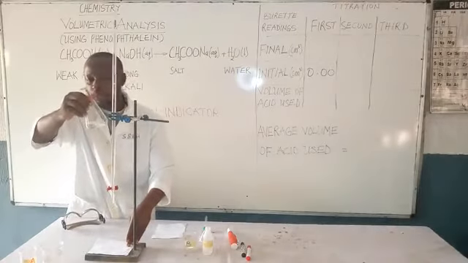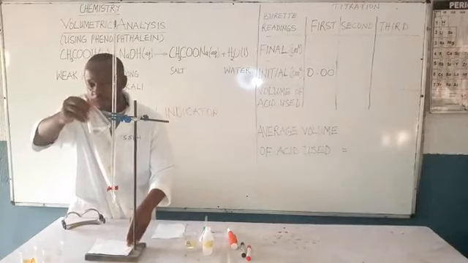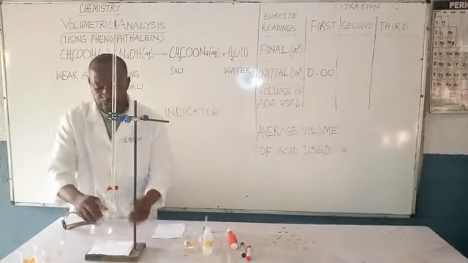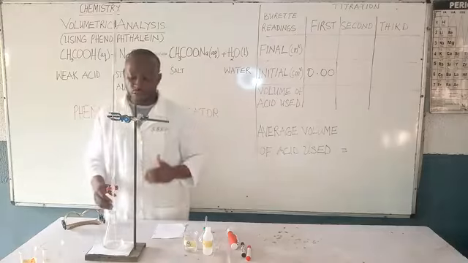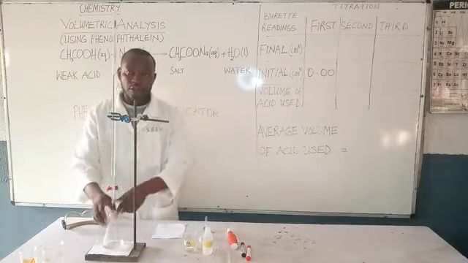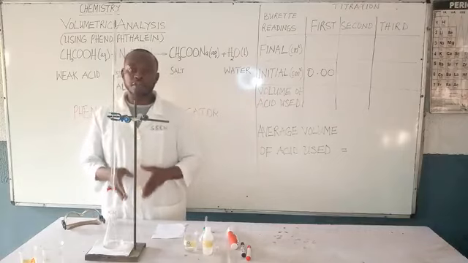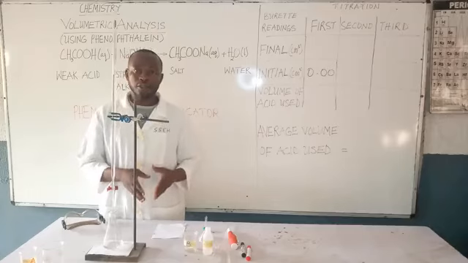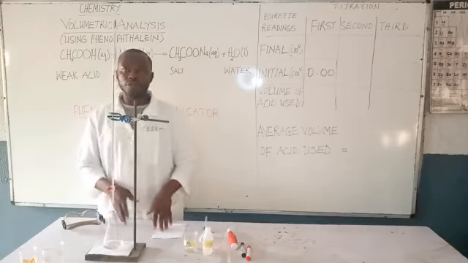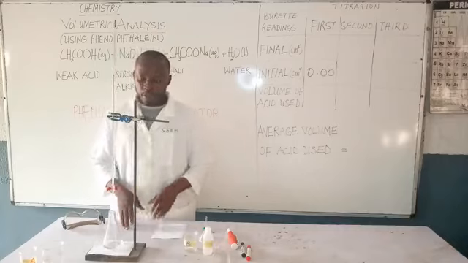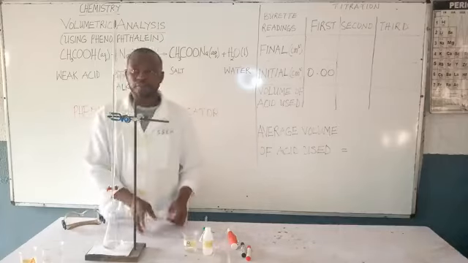The pink, or purple, color has disappeared. The pink coloration, that is the phenolphthalein indicator in alkaline medium, the color has disappeared. So the endpoint color change when you are using phenolphthalein indicator to carry out the titration is from pink to colorless. Do you understand? The next thing is to take the reading.